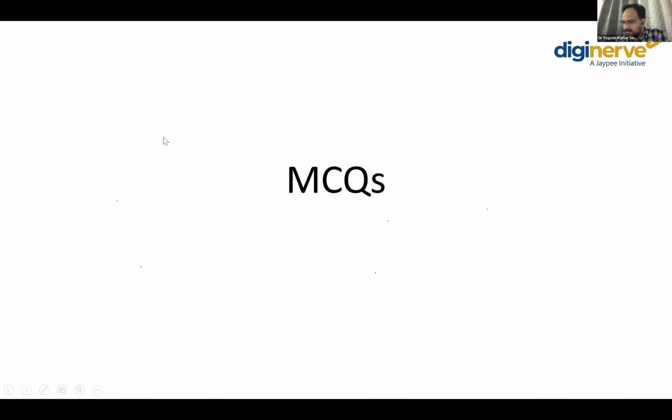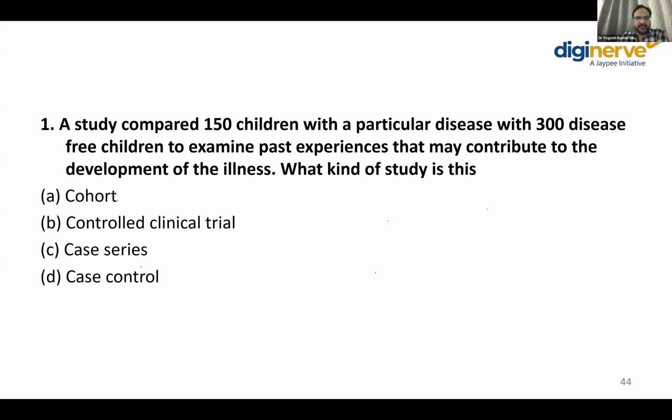Now some MCQs. Okay. Number one. Okay, ready? A study compared 150 children with a particular disease with 300 disease-free children to examine past experience that may contribute to the development of the illness. What kind of study is it? A study compared 150 children with a particular disease.